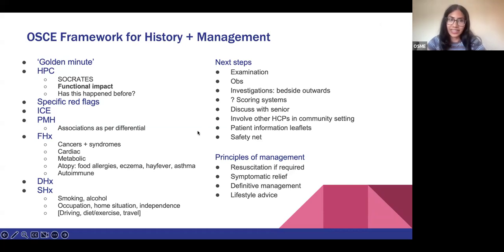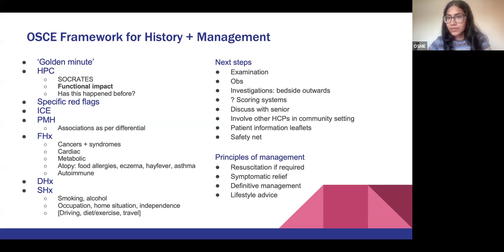Then on entering, speaking to the patient, the golden minute is maybe a bit optimistic in an OSCE, but let them elaborate a little bit. If they give you a single line when you say, what brings you in today, just get them to speak a bit more, to say something like, tell me more, or can you expand on that? Anything. And then once they've given you a brief story, you can get into the details of the presenting complaint.